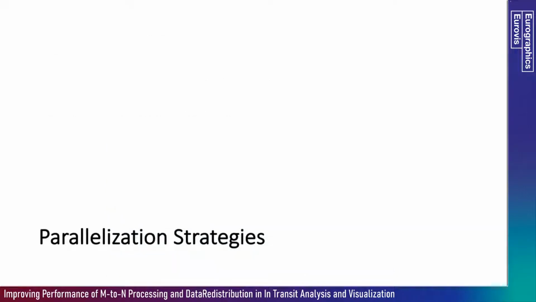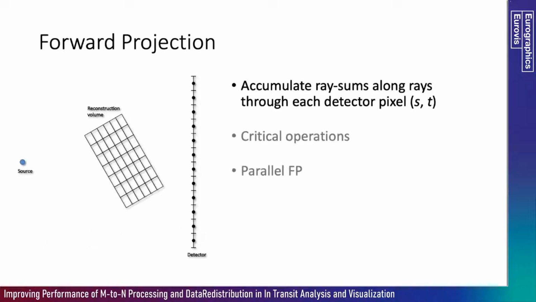It's within this context, then, that we consider ways to improve the performance of iterative reconstruction. Recall that these techniques require both a forward projection operation and a back projection operation, so we seek to parallelize both phases of computation for maximum performance. In the first phase of computation, forward projection, we accumulate ray sums along rays through each detector pixel.